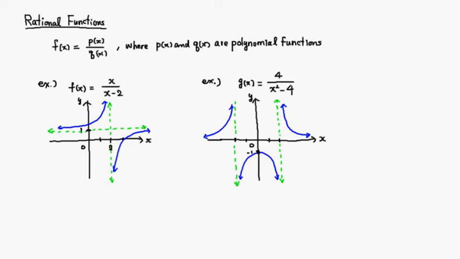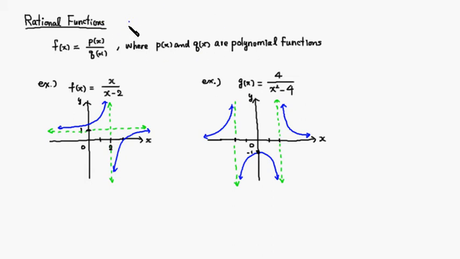Okay, let's look at rational functions. A rational function f of x is simply a polynomial function p of x on top, over another polynomial function q of x. So a polynomial function over a polynomial function is called a rational function.